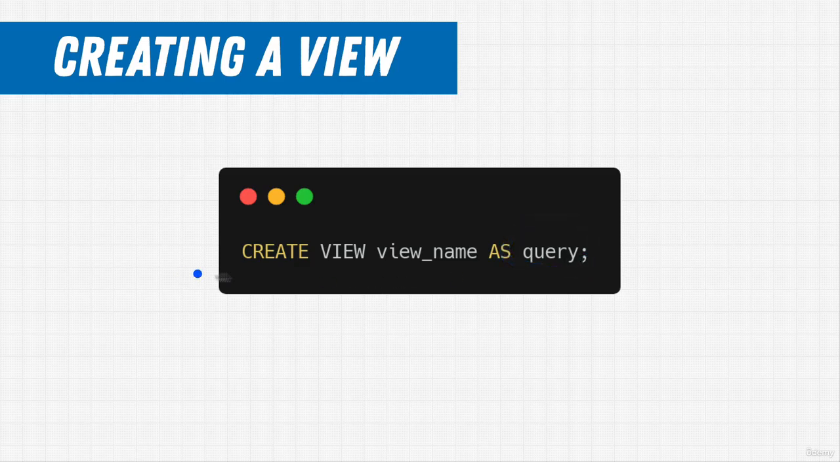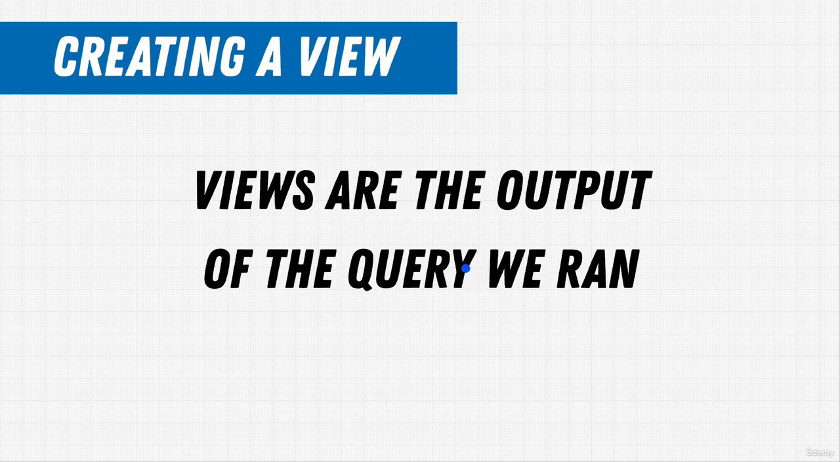So you can pipe this syntax right here in front of every query that you've ever run, and you can give a specific view name. What that's going to do is take that query that you're putting right here, and put it inside what we would call a non-materialized view. Views are the output of the query we ran. This is very important to remember. We're trying to be as basic as possible here. We're trying to kind of store what we ran. So views are the output of the query we ran.